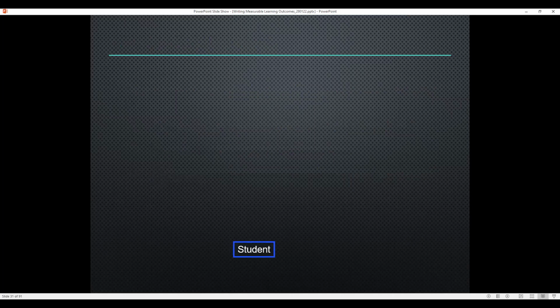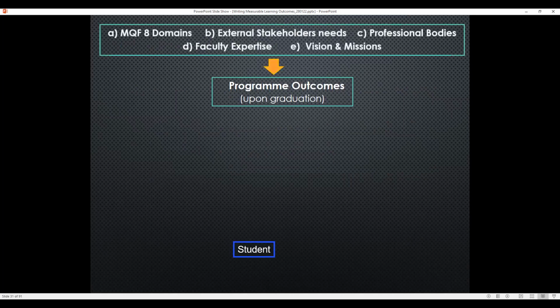Before we go there, I just want you to have a big picture of the whole thing that we are doing. So we have the student, and then you have the program outcomes, which is, like we said just now, upon graduation. We want to see how we get this student to here. We talk about who is supposed to be involved in designing the program outcomes and also the PEOs. So I talk about MQF, the 8 domains that you should use as a source to refer to when you write it. And you also talk about the external stakeholders' needs, which are people in the industry. It can also be students' feedback, what kind of skills that they are lacking.